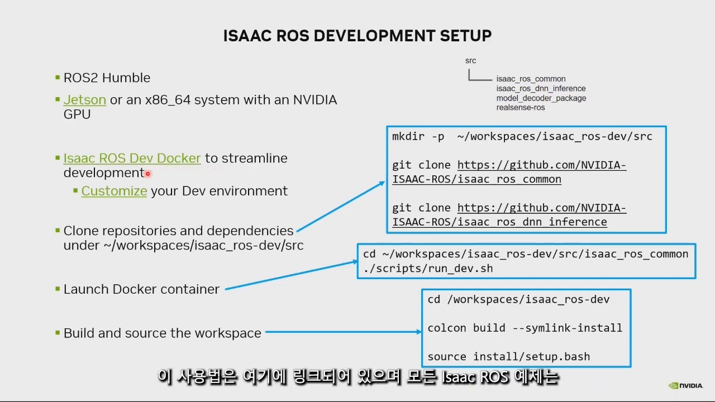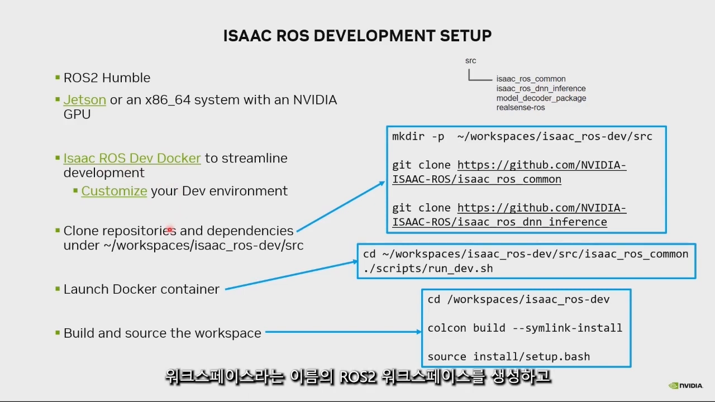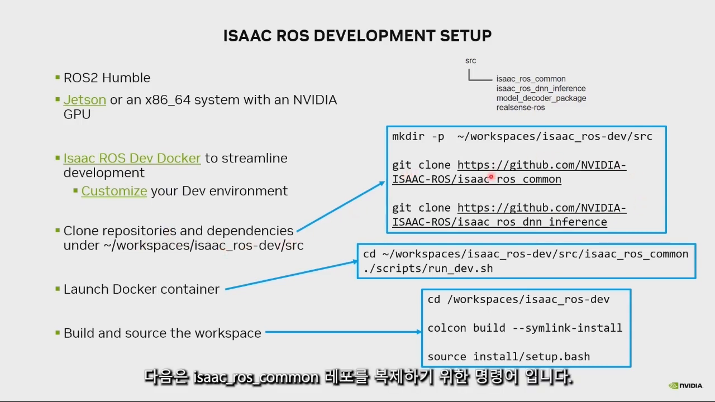Steps to using it are linked here, and all Isaac ROS examples have been tested with this Docker image as a prerequisite. So once you follow those steps but are not inside the container yet, you have to create a ROS2 workspace named Workspaces and clone packages in the src folder. These are the commands to doing this.